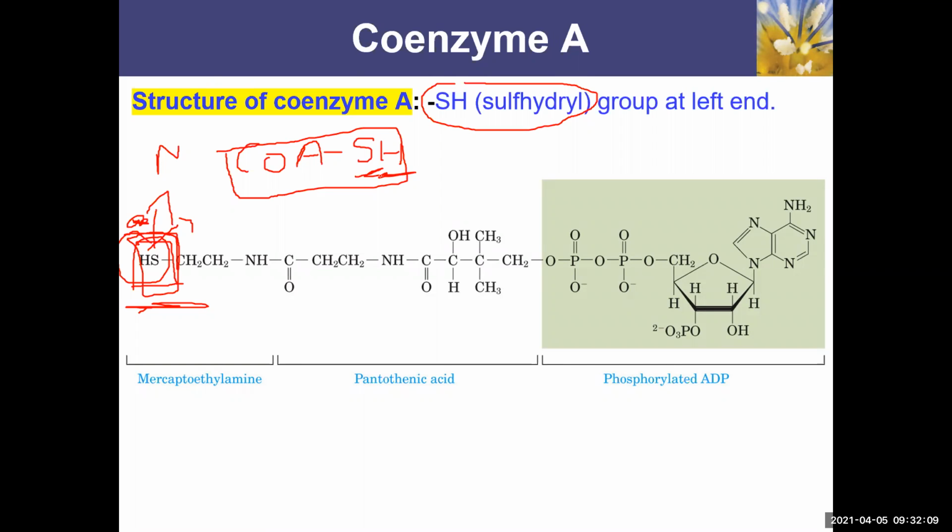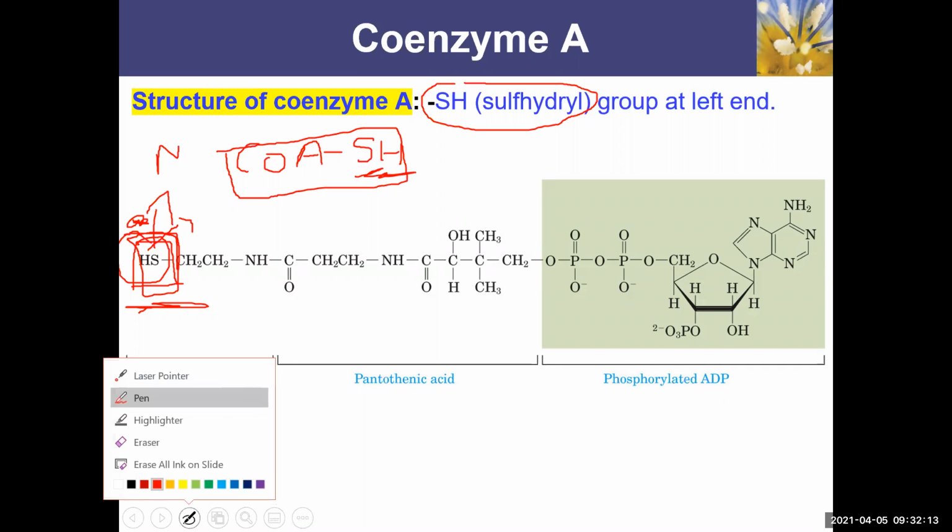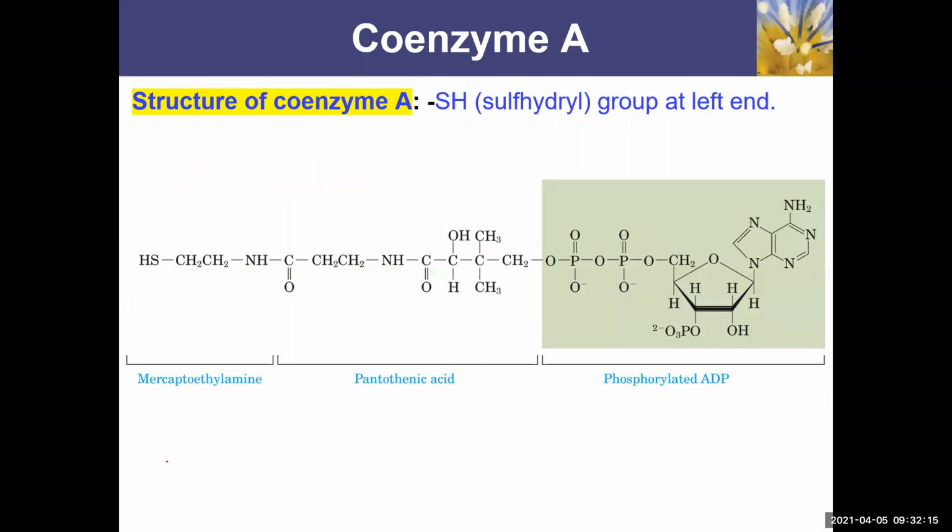Now look at its structure. Okay, so I will explain its structure. It has a tail, a body, and a head. So it has a head, body, and tail. The tail is this, and that's how I explain to students to memorize this structure.